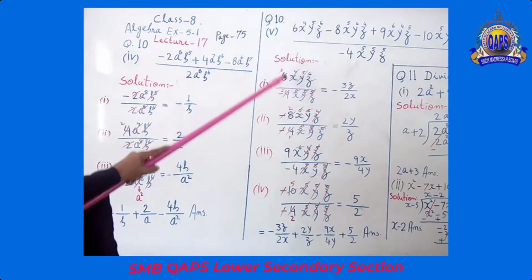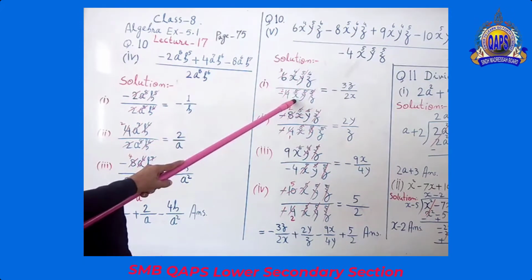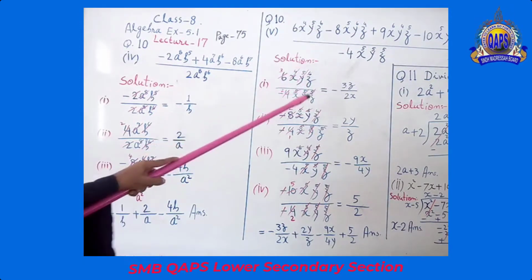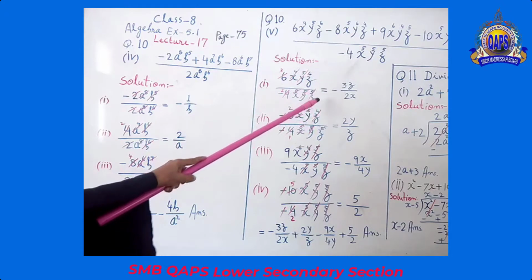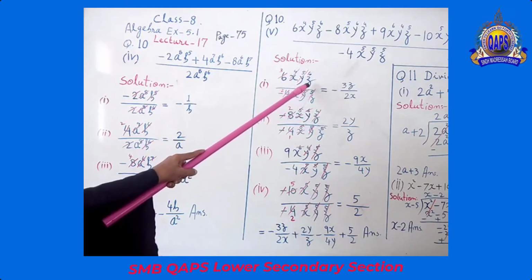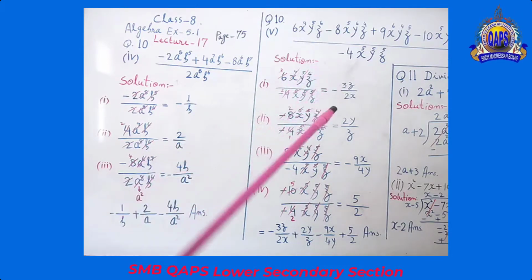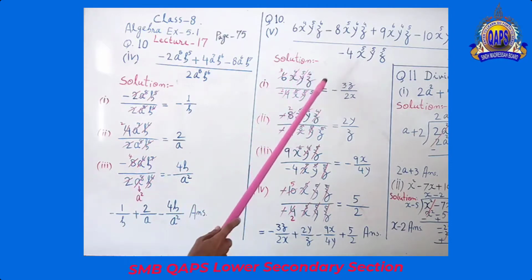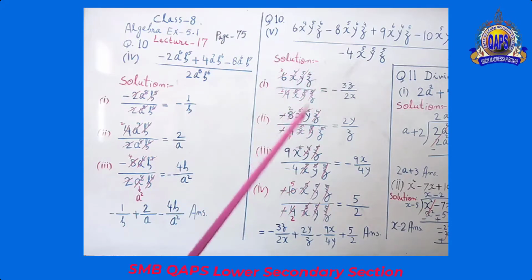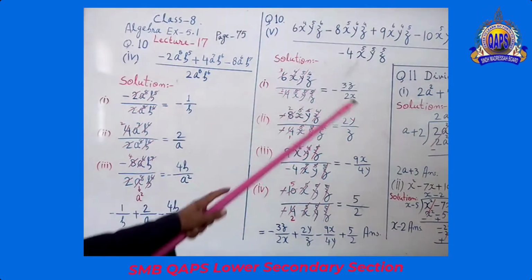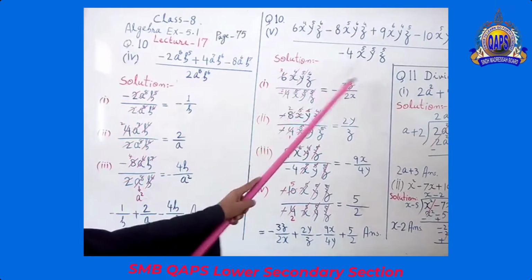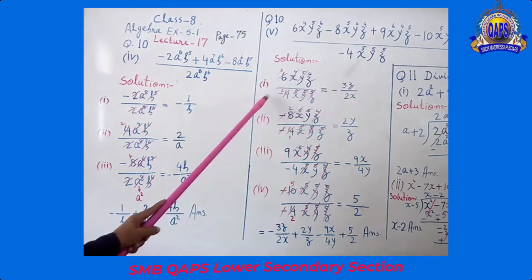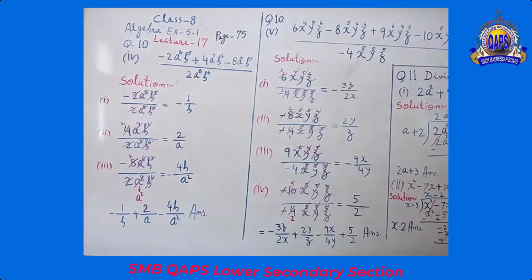x^4 cancelled. Left x only. y^5 cancelled. z^5 cancelled. This is z^6, so left z only. Answer is minus 3z upon 2x. Step 1 finished.